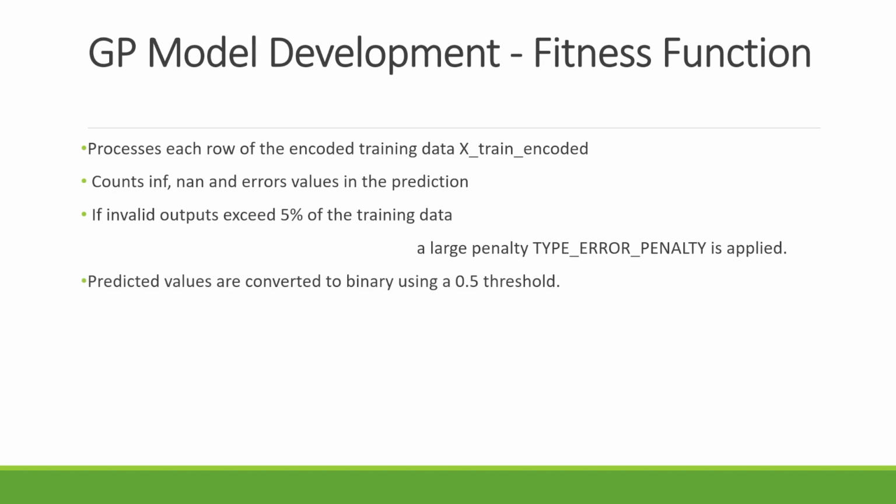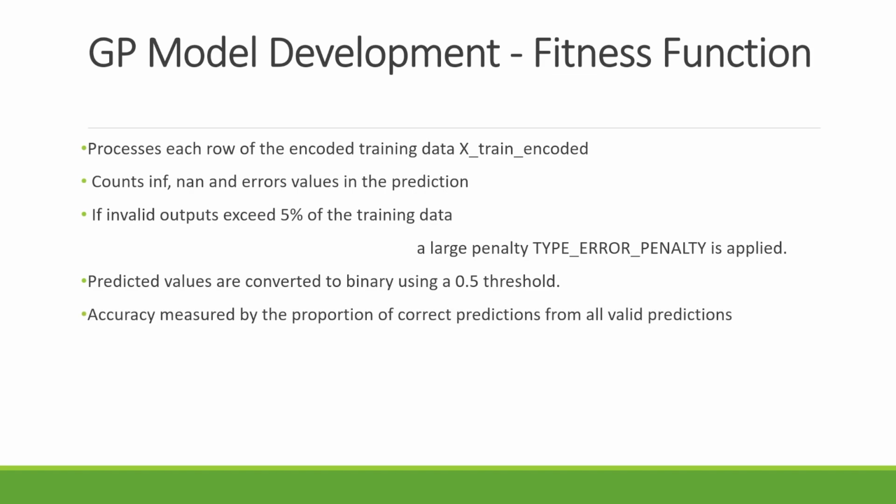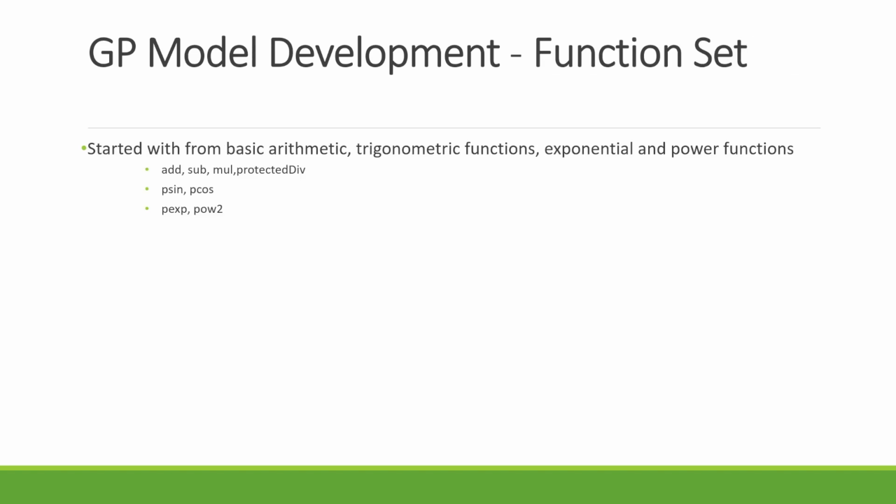Within the fitness function, we also take the predicted values and convert them to binary using a 0.5 threshold. Accuracy is measured by the proportion of correct predictions from all the valid predictions, excluding those with infinite or not a number values. Okay, so let's take a look at the function set.